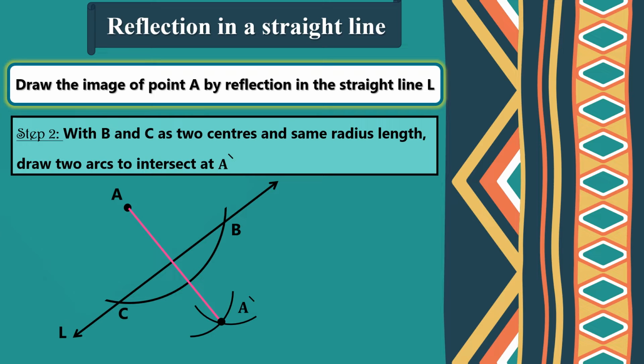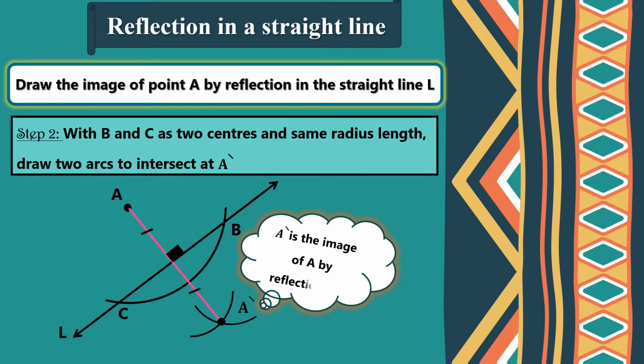This line is perpendicular to the straight line and makes the same distance from A and A dash. So A dash is the image of A by reflection in the straight line L.